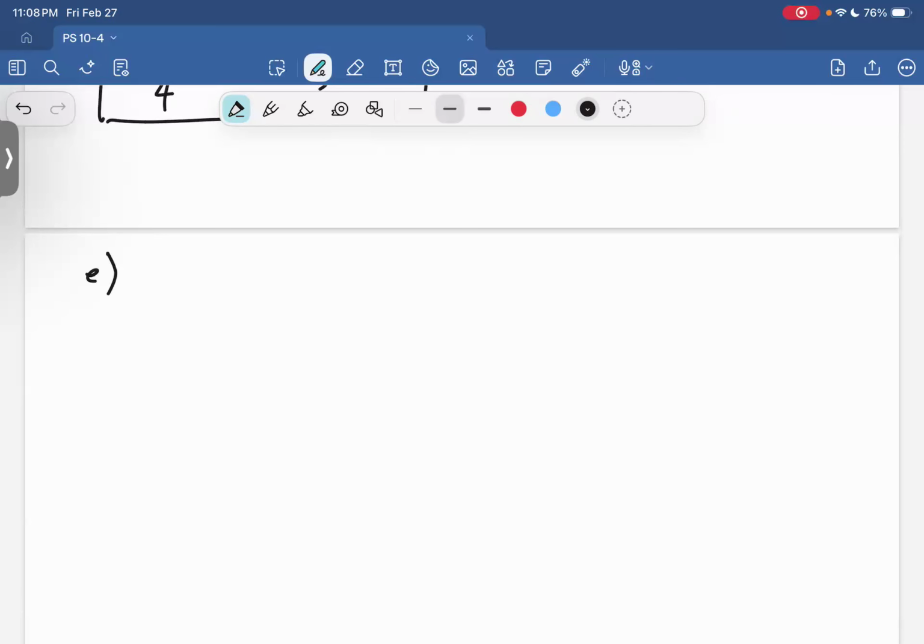E. Here I'm given vertices and asymptotes now. So my vertices are at 1, 0, and -1, 0. So it's a horizontal hyperbola, right? And I'm also given asymptotes. They're pretty steep, right?